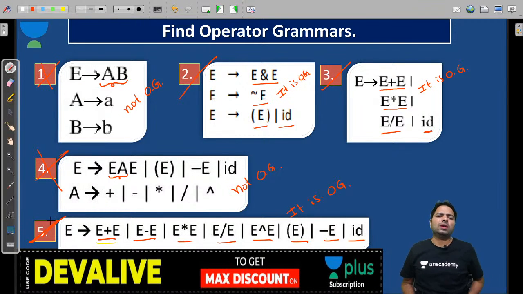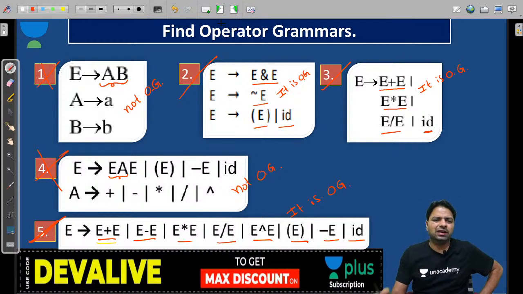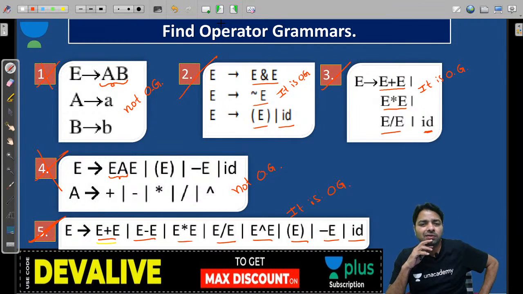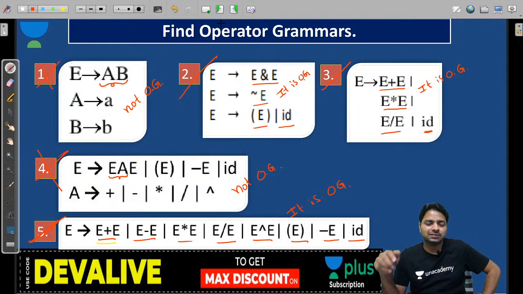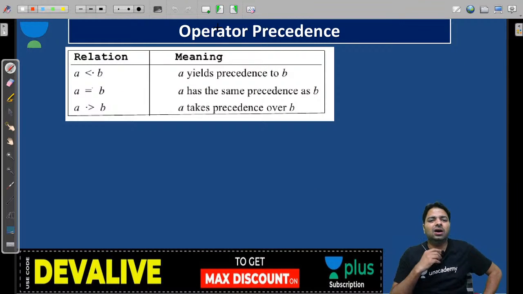Right. This is also one of the model questions in the previous exam. It's very easy to identify and very easy to answer. And if anybody wants to convert into operator grammar, then you must look at which non-terminal you must replace. So that's the trick here. Okay, now what is operator precedence?